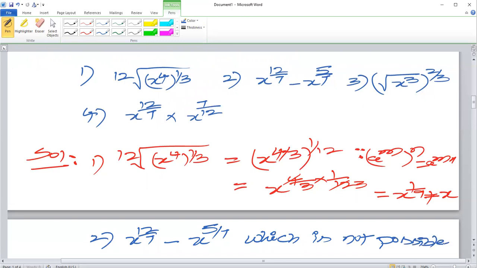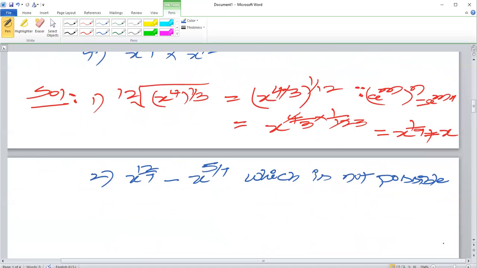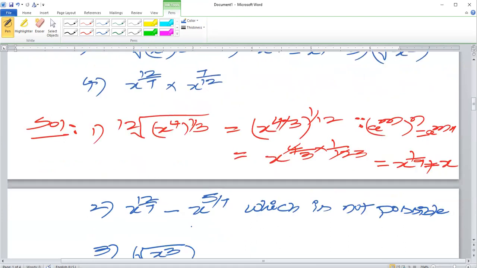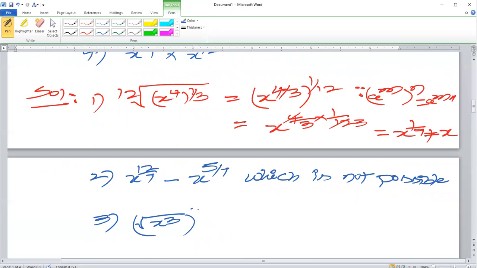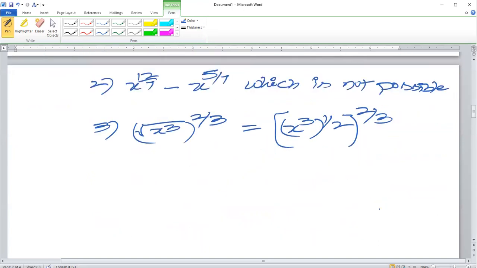So next, if you come to the third option, here we have the cube root of root x cube whole to the power of 2 by 3. So we can write this as root x cube means x power 3 whole to the power of 1 by 2 whole to the power of 2 by 3. So now this is equal to, like a power m whole to the power of n, we can write as x power 3 by 2 whole to the power of 2 by 3.